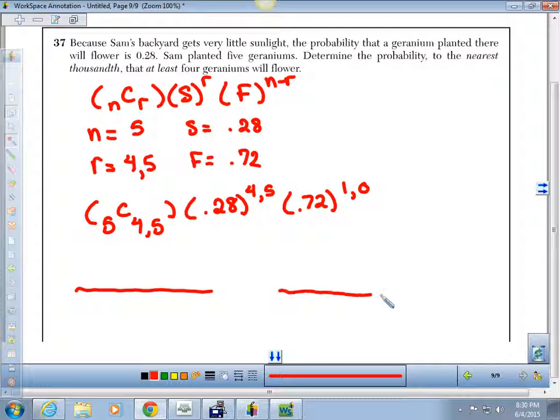You will then go to your calculator and get the value for exactly 4. You will get the probability of exactly 5. You will add them together, and then you will round it to 3 decimal places. Okay? Any question on those parts 3 or 4?